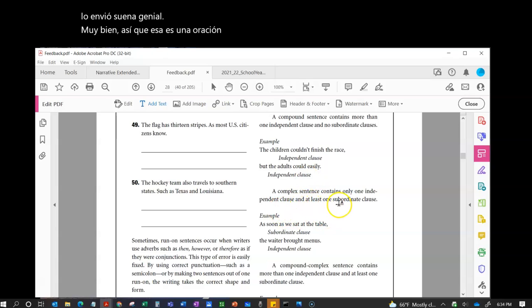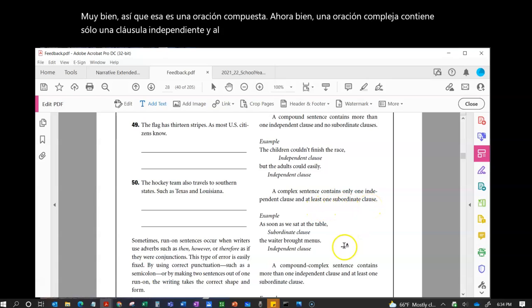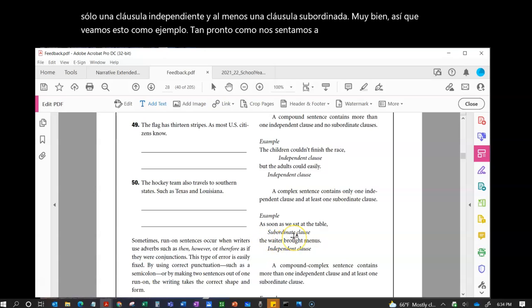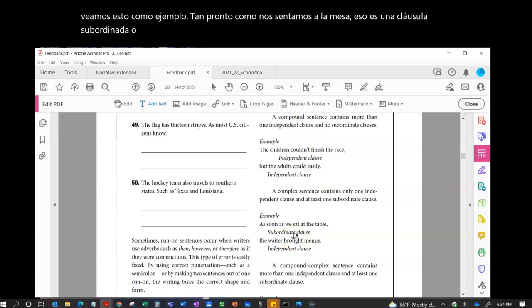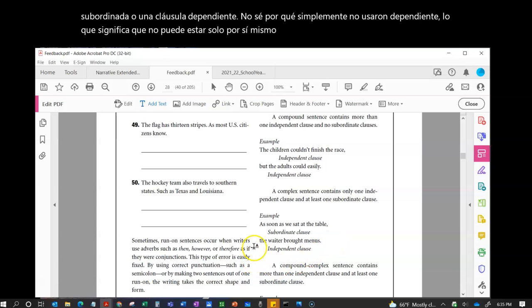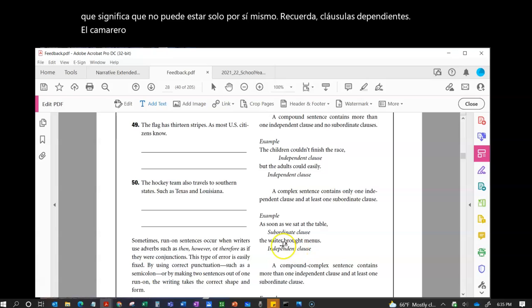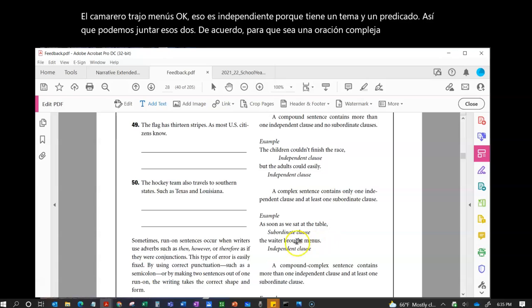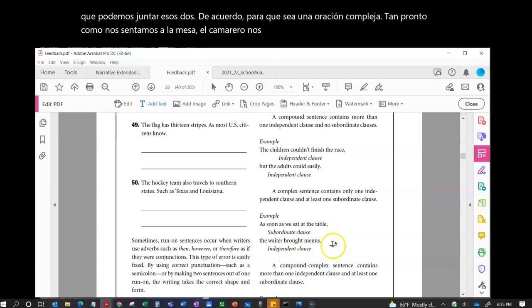Now, a complex sentence contains only one independent clause and at least one subordinate clause. All right, so let's look at this. An example, as soon as we sat at the table, that's a subordinate clause or a dependent clause. I don't know why they just didn't use dependent, meaning it can't stand alone by itself. Remember dependent clauses? The waiter brought menus, okay? We know that's independent because it has a subject and a predicate. So we can put those two together to make it a complex sentence. As soon as we sat at the table, the waiter brought us the menus, okay?